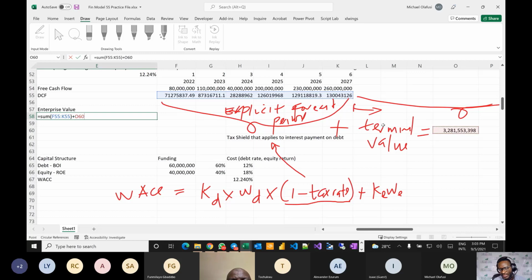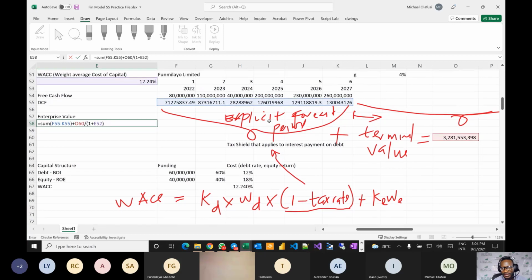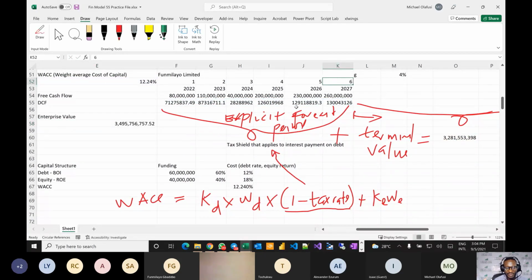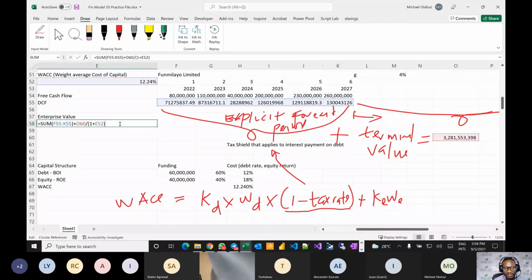So I still need to discount it back to this year. I need to discount that year 6, because that's taken as what is left from year 6. So I need to take that terminal value and discount it back to year 1, because it is raised to the power of year 6, so to bring it back, 6.